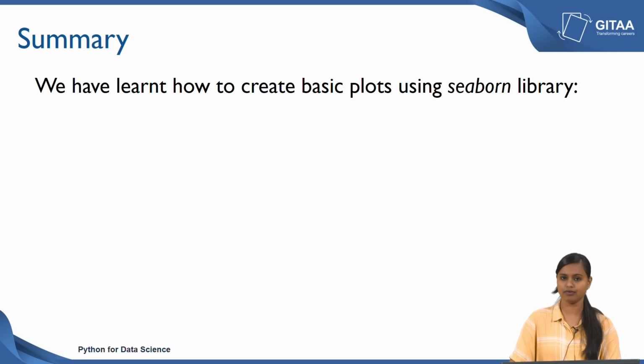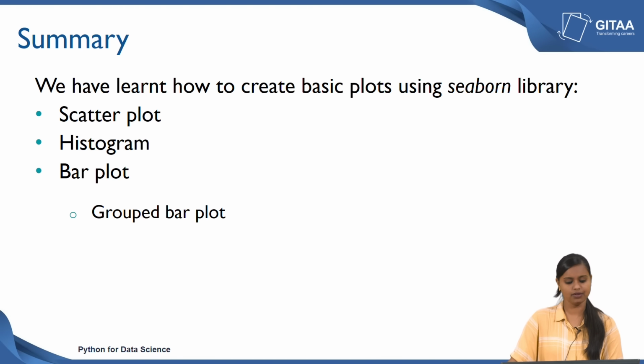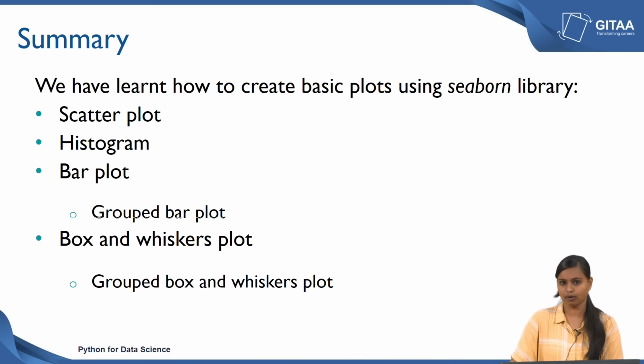Let us summarize whatever we have learned till here. We have learned how to create basic plots using the Seaborn library. The first thing we saw is how to create a scatter plot, then how to create a histogram using the Seaborn library, and we also looked at how to create a simple bar plot, and then a grouped bar plot. Followed by that, we saw how to create a box and whiskers plot, and also a grouped box and whiskers plot. At last, we saw how to create the pairwise plot from the Seaborn library, which was very useful to look at the relationship of all the variables in a single window.